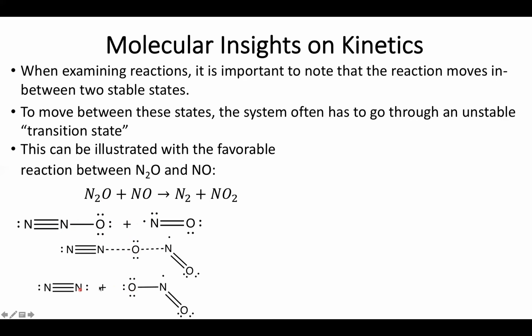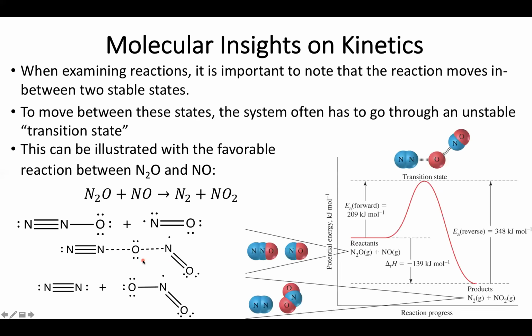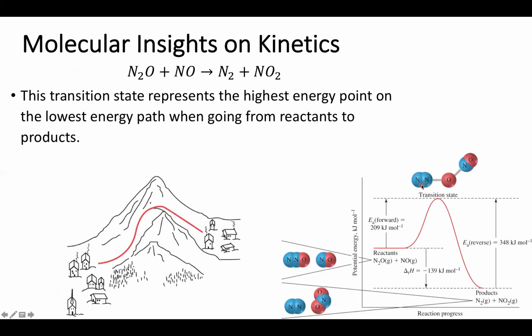And while this species is very favorable, this guy isn't so much. And it's going to have an associated energy with it. And this is called the activation energy. And the point at which this activation energy is maximized, the most difficult point to reach, is called the transition state.